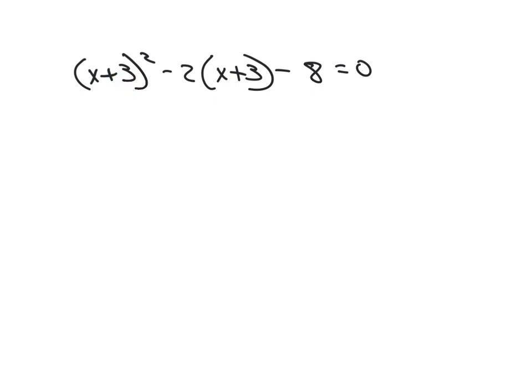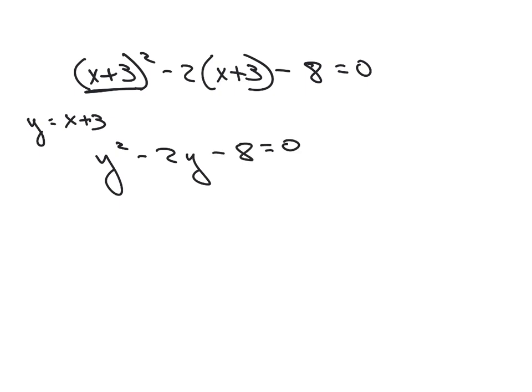Like I say, it isn't remembered a lot, but let's just say that I take the letter y, and whenever I see an x plus 3, I'm going to put a y in its place. Okay? I can do that. It's just a form of substitution. So if I do that, this part becomes y squared, because I replaced x plus 3 with y. Minus 2, x plus 3 is the same as y, minus 8 equals 0.